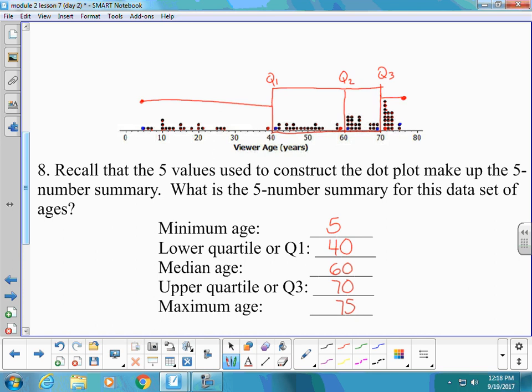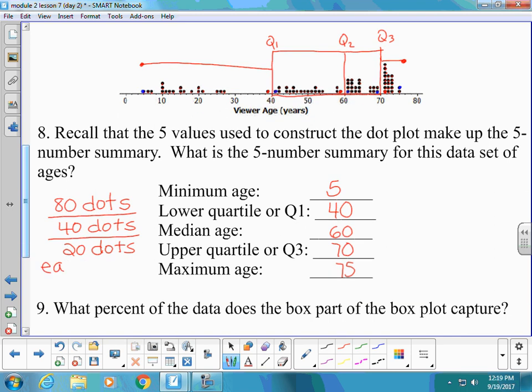So each part of that box plot should have the exact same amount of dots in it, which would be 20 dots. Okay, so there were 80 dots. And the first thing I did was I cut it in half so that there would be 40 dots. And then I cut that in half again so that there would be 20 dots. So each part has 20 dots. Okay, so there's 20 dots here.